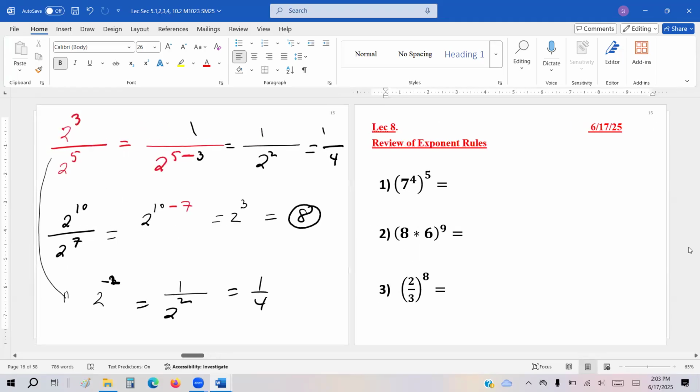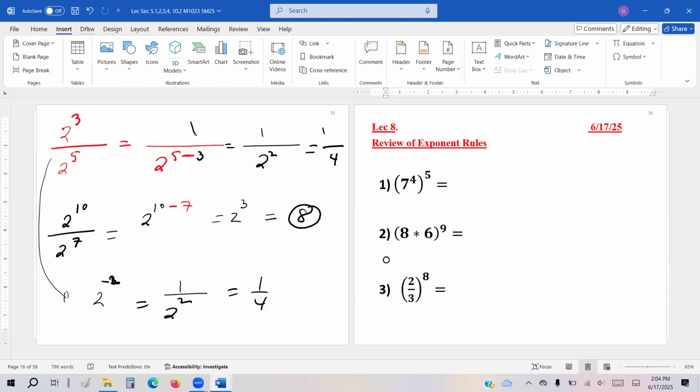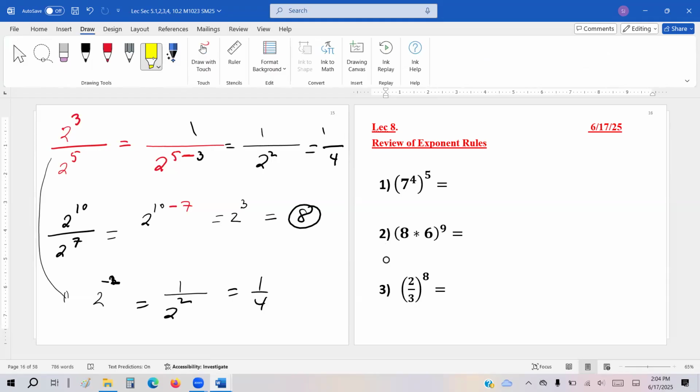Do you guys remember your exponent rules from yesterday? So what happens when you have two powers together, like 7 to the 4, whole thing to the power 5? We multiply the powers. Two powers together, we multiply. So we get 7 to the 20. That's the power.